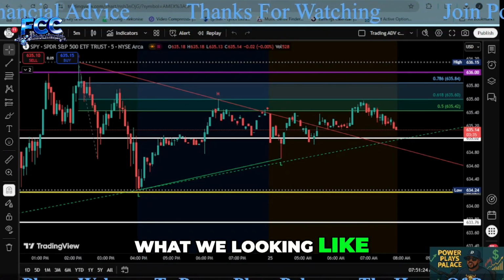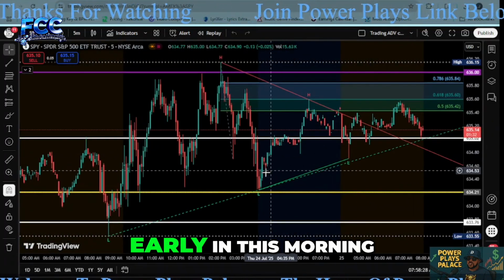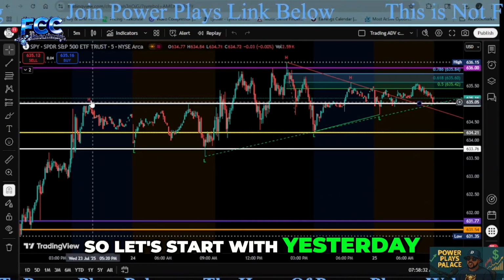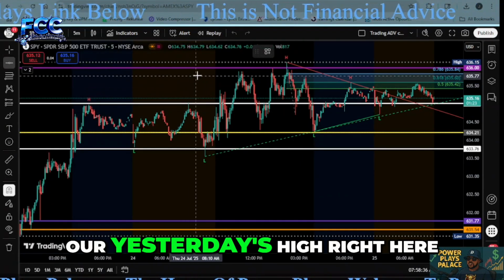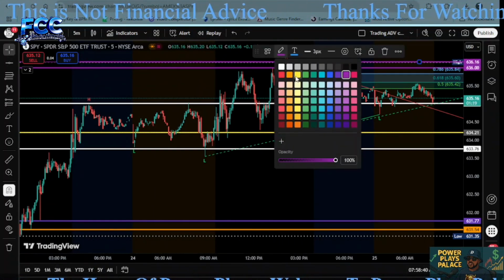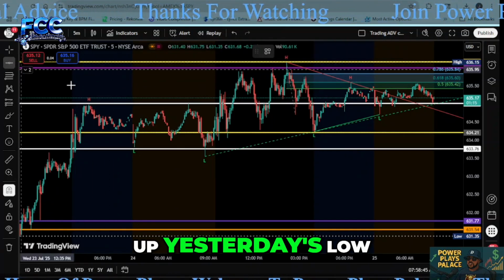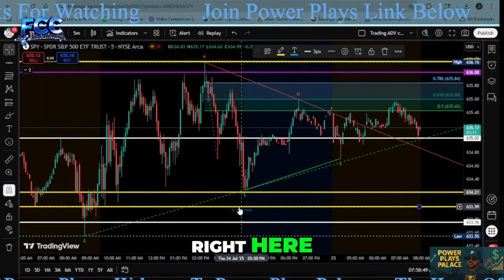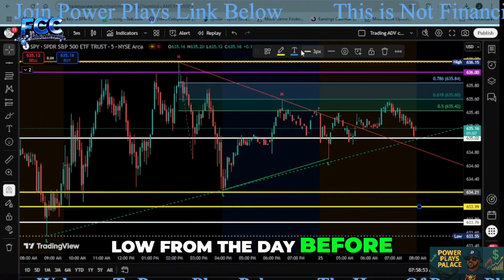Whew, what we looking like? Looks like a lot of stuff going on early this morning. So let's start with yesterday. We're gonna start by setting up yesterday's high right here. Put that in yellow. We always do. And we're gonna set up yesterday's low right here. And you see yesterday's low is a little bit lower than the low from the day before.